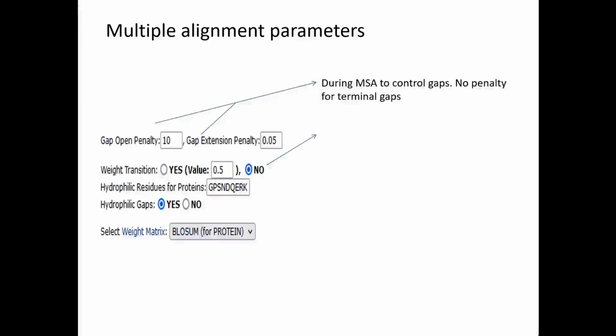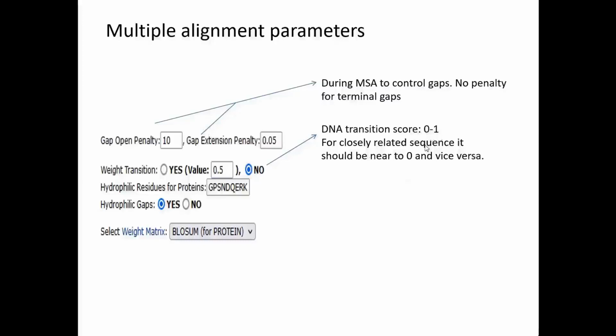Next, if a DNA sequence is given, there is an option to choose yes or no for weight transition. Weight transition is when two DNA sequences are aligned, there can be mismatches due to transition or transversion. Transition is when a purine is substituted with a purine and a pyrimidine is substituted with a pyrimidine base, right? So now here, if it is chosen, the score will range from 0 to 1.